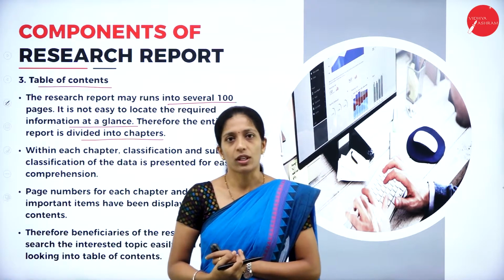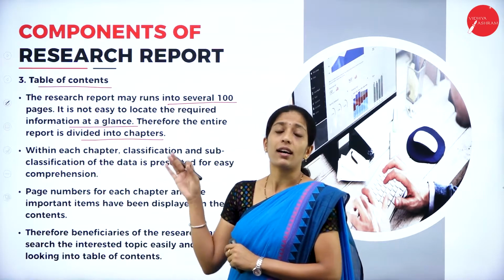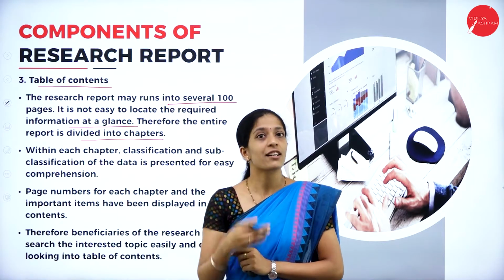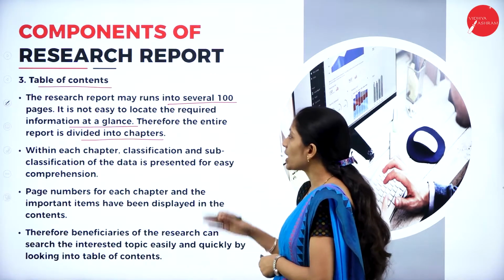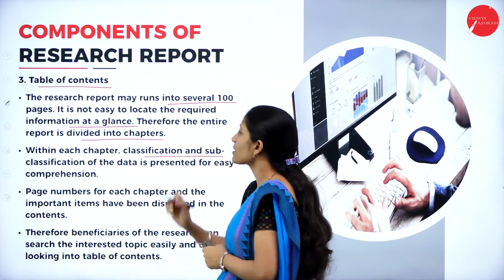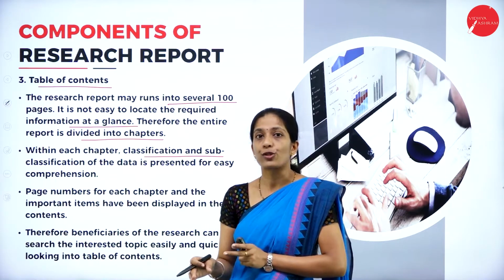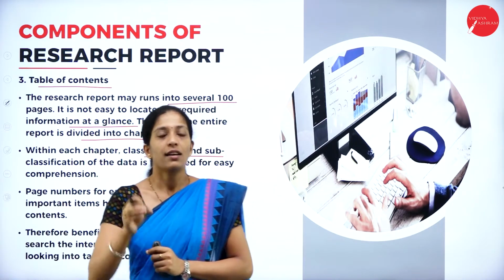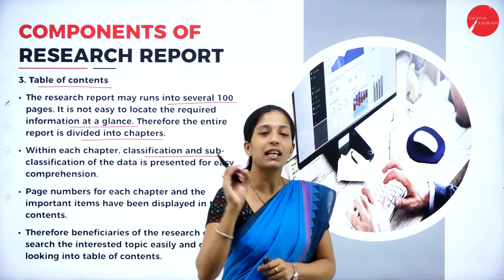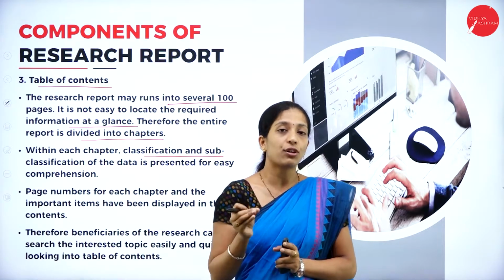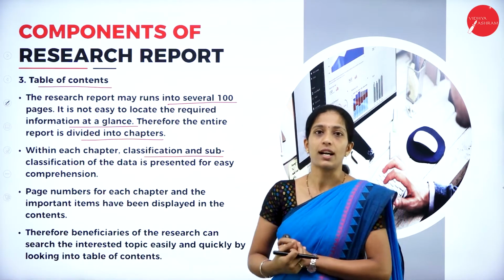Same as your book. Here also the research report is divided into chapters, just as our Business Research Methods has been divided into 6 units, correct? In the same way, it is divided into chapters. Within each chapter, classification and subclassification of the data is presented for easy comprehension. If you see your unit 1, there are a number of topics, right? They give each topic separately, so that we come to know from that particular unit what we have to learn. What are the concepts we have to learn under unit 1?